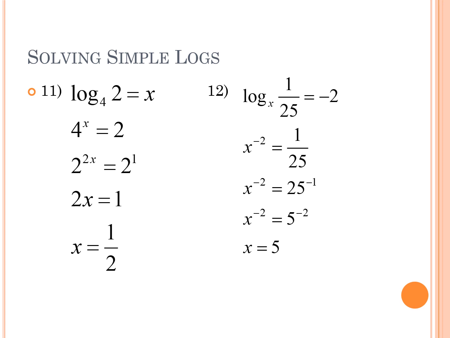For number 12 there, when I rewrite in exponential form, I get x to the negative 2 equals 1 over 25. I want to bring up that 25, and when I do that, I can rewrite it as 5 to the negative 2. And this is one of the first ones where we're not trying to get necessarily the bases equal, but if we get the exponents equal, then I can set my bases equal. If I know that these two things are equivalent and they're both being raised to the negative 2 power, then I know the bases, even if they're written differently, have to be the same. So in this case, x equals 5.